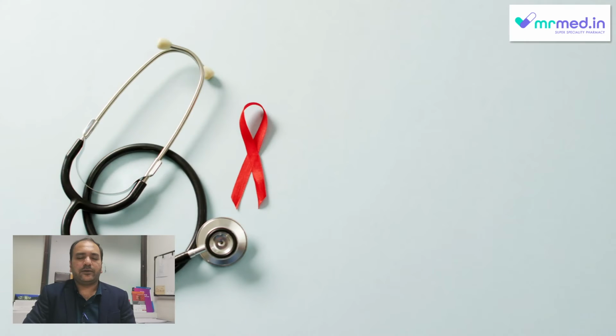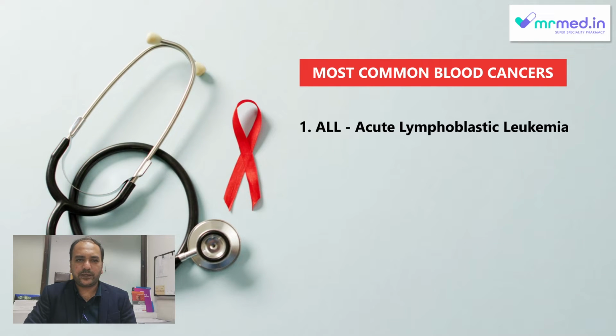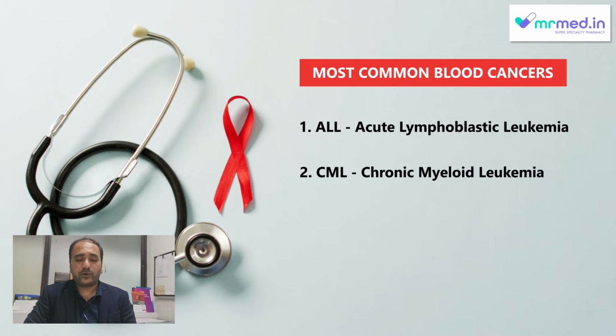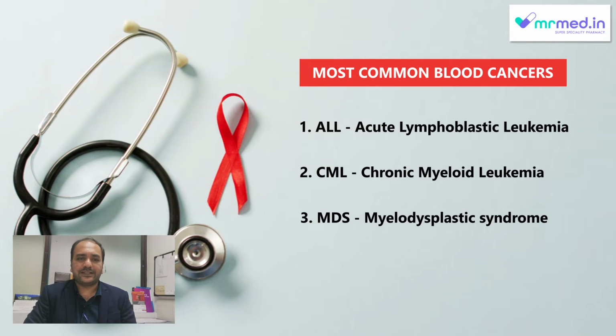On the basis of this, I can tell you that the most common blood cancers we see are ALL, acute lymphoblastic leukemia, and CML, chronic myeloid leukemia. There is something called MDS, myelodysplastic syndrome. In this last one, there are very subtle changes which happen in the bone marrow, and these are also reflected in the blood. They are also present for a very long duration of time.